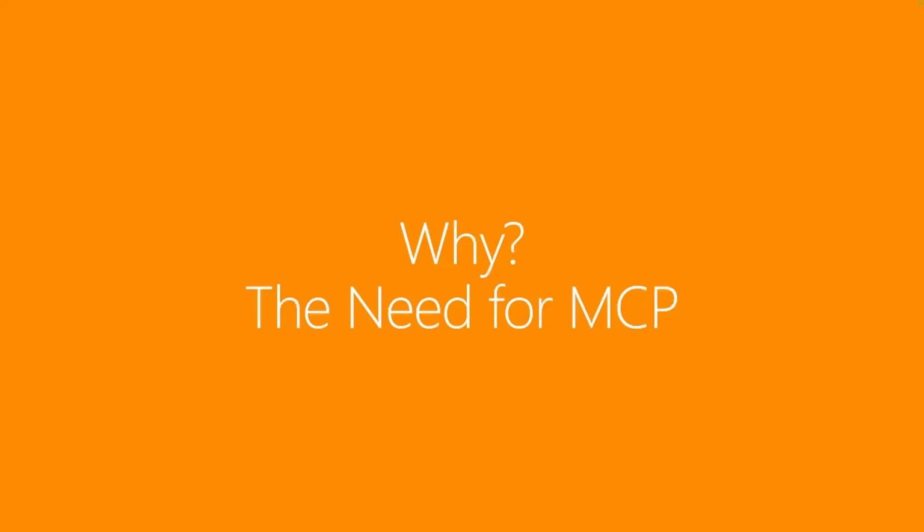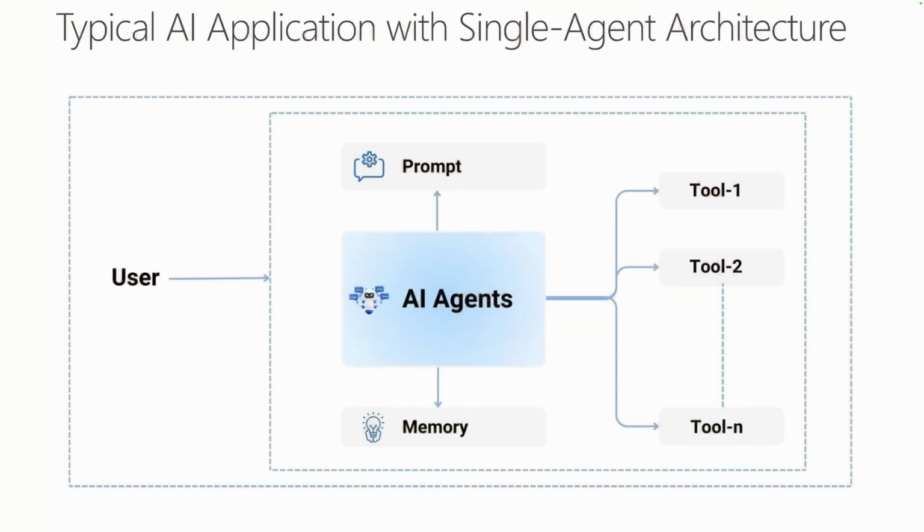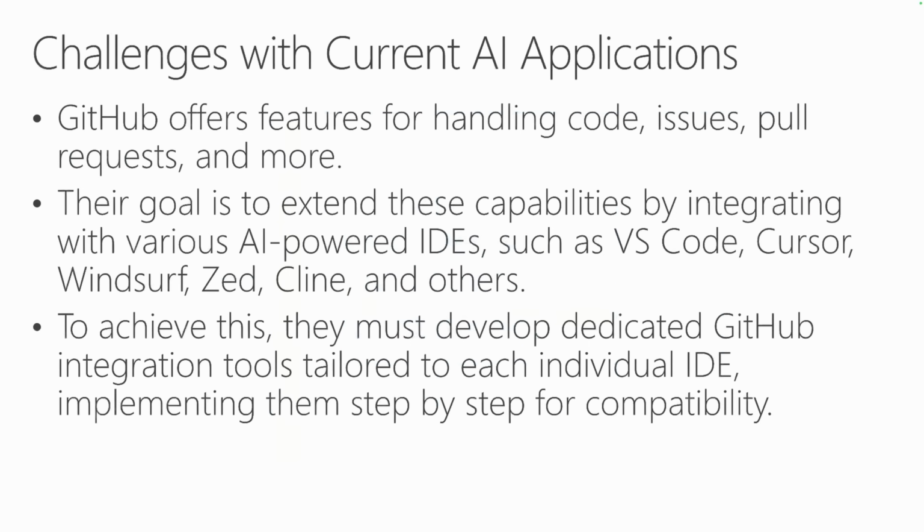So we're going to start with the why, the need for an MCP. This is the typical AI application architecture with a single agent. We have the users that communicate with an AI agent that usually has one or more tools and also can use prompts and also memory to maintain the chat history and the conversation and the context between the different tools. The problem with that is the following.